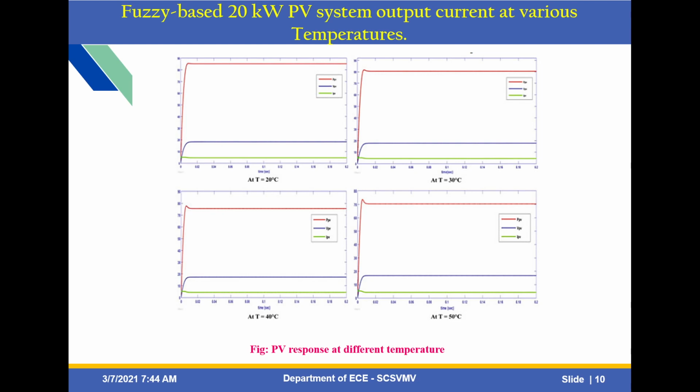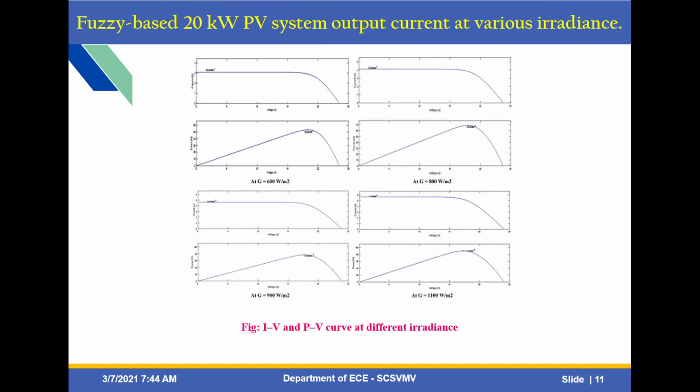The developed fuzzy logic controller has been tested and simulated in the MATLAB environment, and the fuzzy controller performance under various weather conditions, such as variable irradiance and temperature, was analyzed here. This is our IV and PV curve at different irradiance values. Normally it's 600, 800, 900 and 1100 watts per meter square.